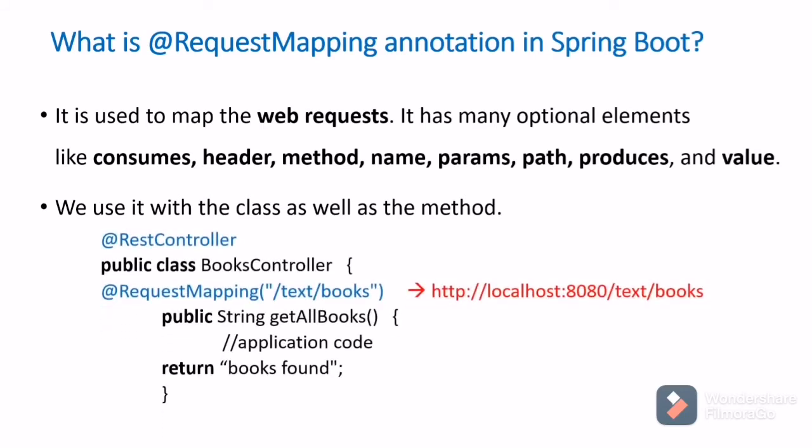Example, @RestController, and we have a class called BooksController. Now @RequestMapping "/text/books". So this is like one link. If you see HTTP localhost 8080, this is our domain name, then /text/books. If we access this link, then it will call this public String method, and this text "books found" will be returned. So to access any resource, we can go for this @RequestMapping.